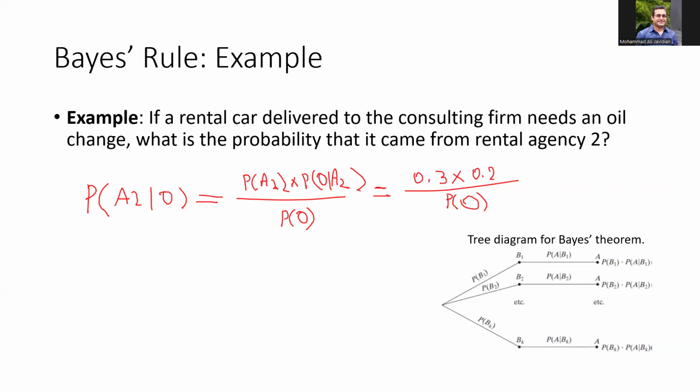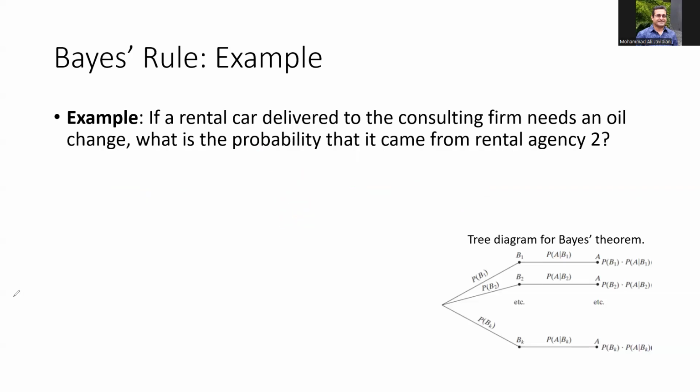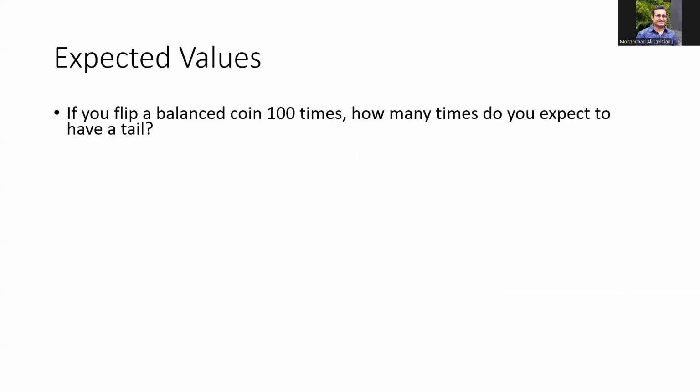The next topic is expected values, or another name for it is mean, or simply the mean or average. These are different names for expected values, which is mu. So mu is the symbol for the expected value. Let me explain it with a simple example.